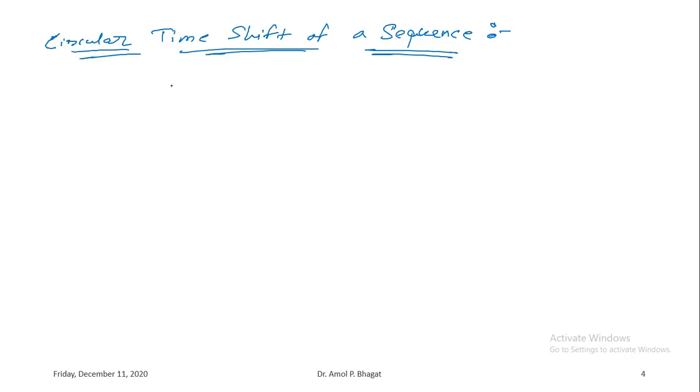So let's discuss the second property, that is the circular time shift of a sequence. As per this property, again, if we have discrete time signal x of n with N-point DFT denoted as X of k, then if we are shifting the time by some samples, which is again a circular time shift, it would be indicated as x of n minus l, and it is circular.